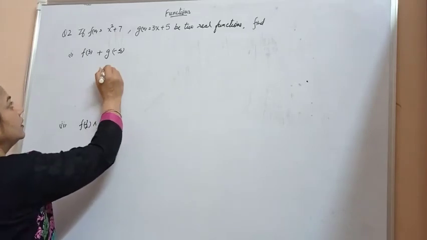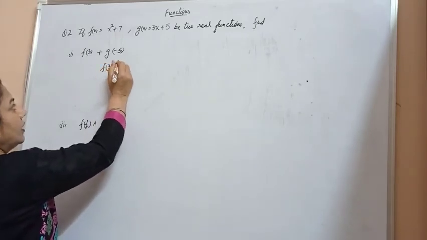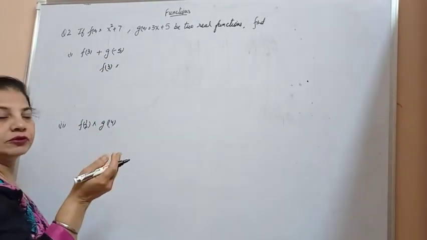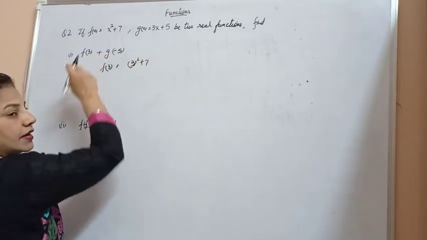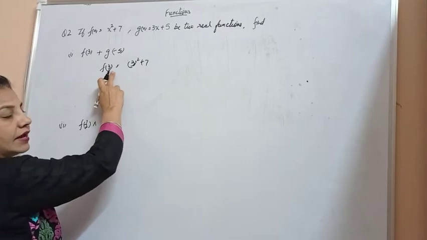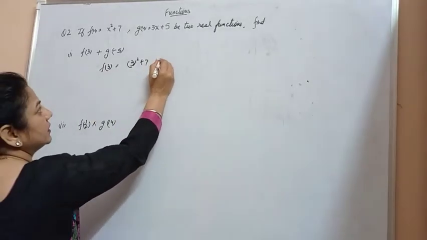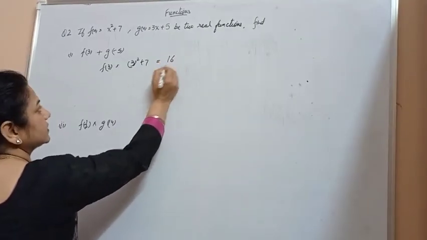So f of 3. Wherever there is x in the function, I will put 3. So I will get 3 cube plus 7. I consider the function x cube plus 7, so instead of x, I will put 3. This gives me the result as 27 plus 7, 34.